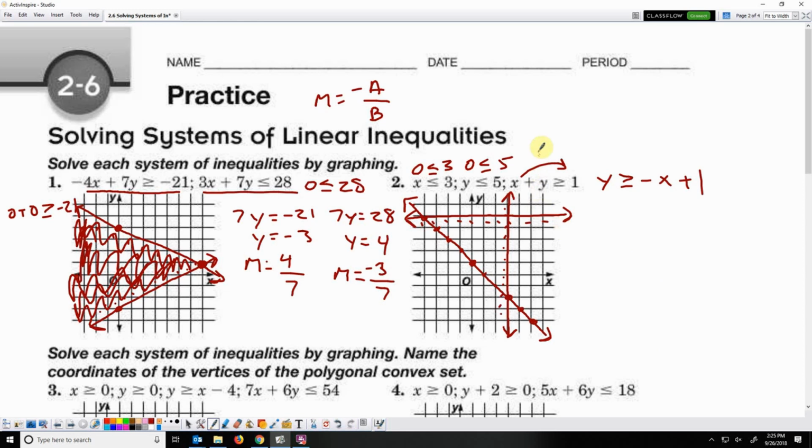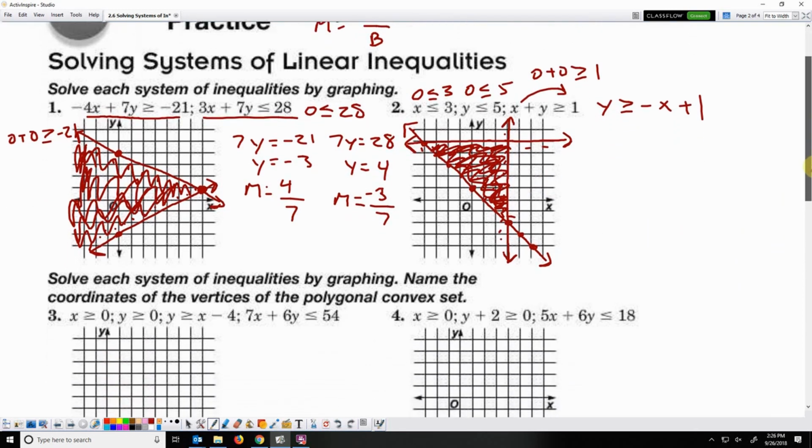And here, if I put in 0 plus 0 is greater than or equal to 1, that is false. This one wants to shade away from the origin. So the origin's over here, so I'm going to shade this direction. And I can see that what got shaded all 3 times is inside this region. So it's anything on the boundaries and inside of that region that satisfies all 3 inequalities.